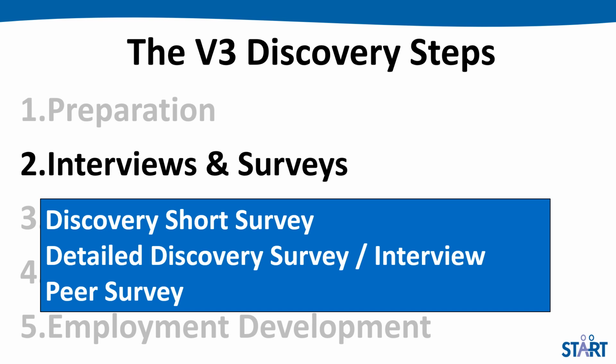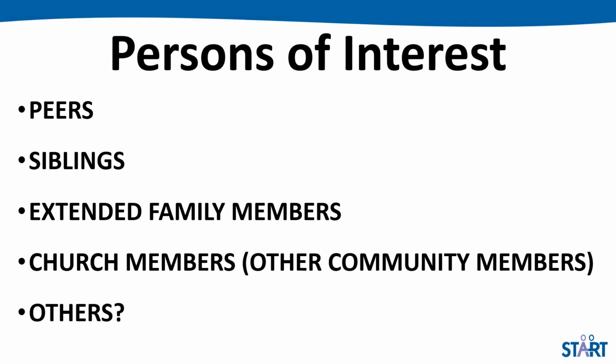There's a short survey, there's a long, more detailed survey, which I would strongly recommend you do more as an interview. And then there's a peer survey, a survey that you would use to give to individuals who are the same age as the student that you're working with, the peers that are with them day in and day out. Especially if you're accessing general education peers, they have a very authentic and different view than adults often about what the student is able to do and what they would enjoy doing in terms of employment after school.